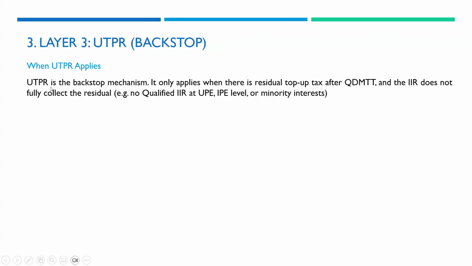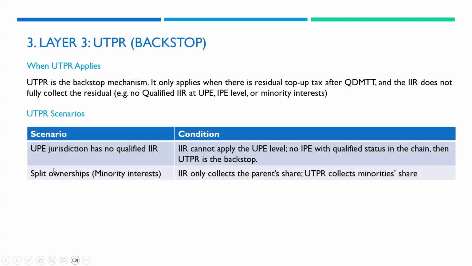Okay. Now UTPR, you know what is UTPR? When UTPR applies, it's just a backstop mechanism. It applies when there are residual top-up taxes after QDMTT and IIR does not fully collect the residual. Okay, because of minority interest, or because there is no qualified IIR at the UPE or IPE level, then UTPR kicks in. So just a few scenarios.